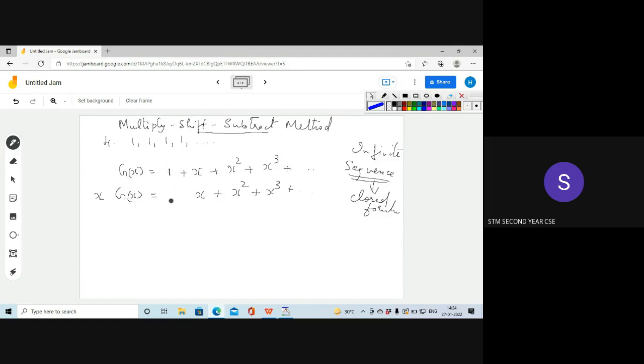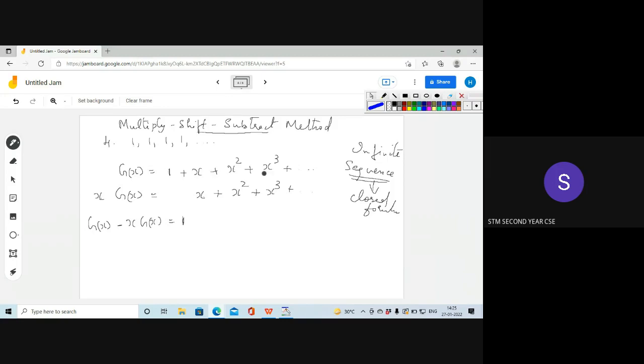Next I'm going to subtract these two, because when I subtract x g of x from g of x, certain terms will cancel. Many terms cancel so that I can bring it to a closed form; the infinite series will be cancelled off. So now the third step: g of x minus x into g of x. What will I get? 1 minus, here it is assumed to be 0, so you get 1.